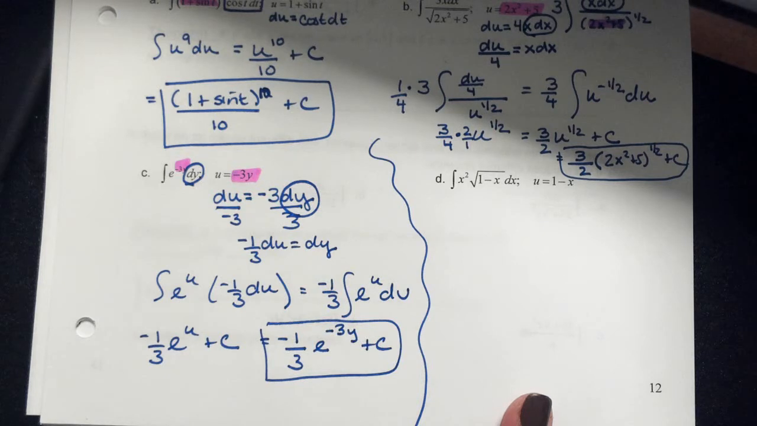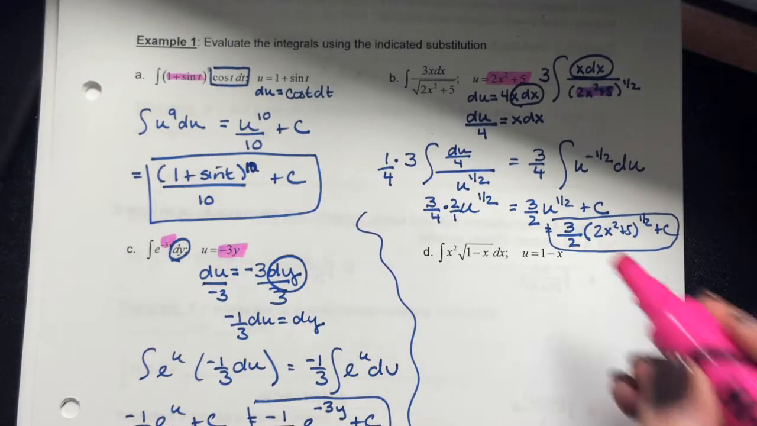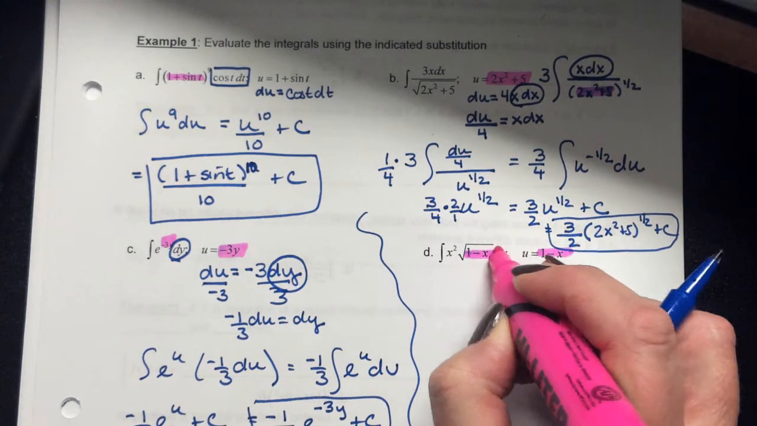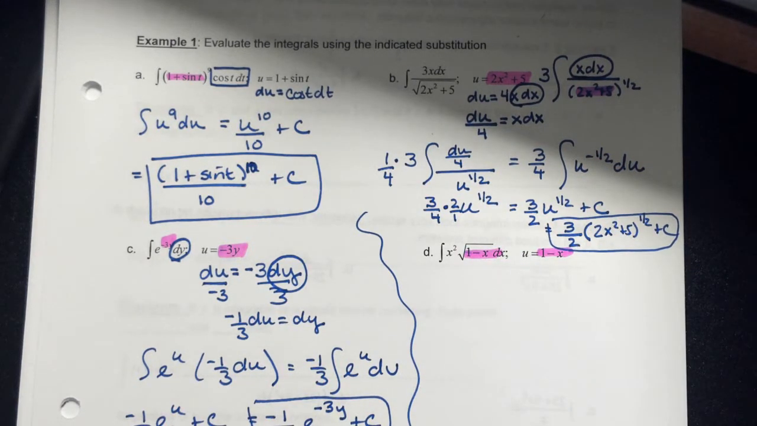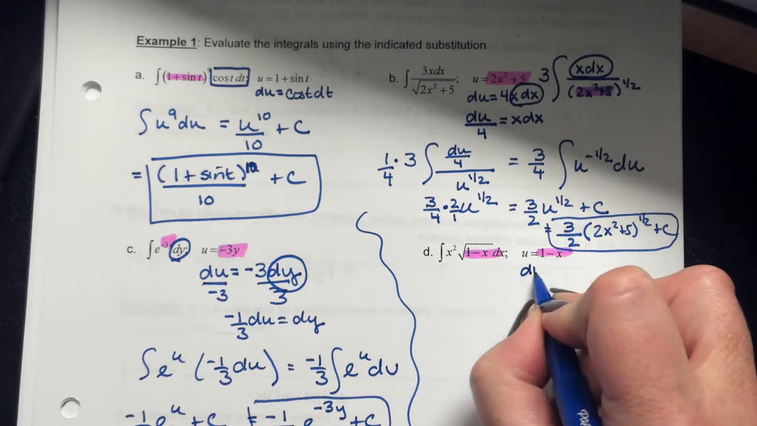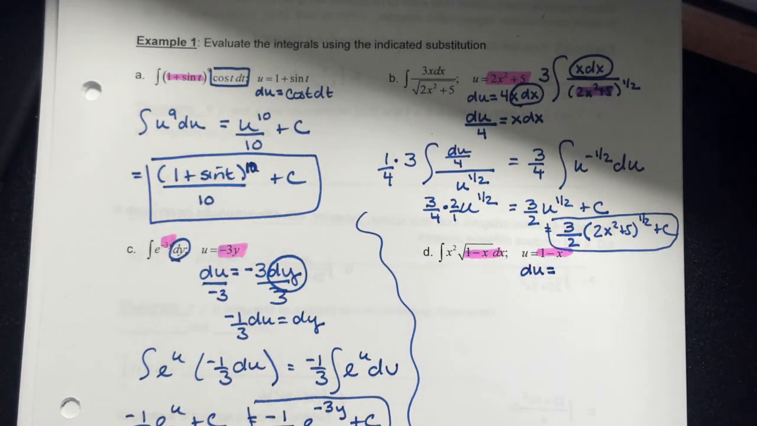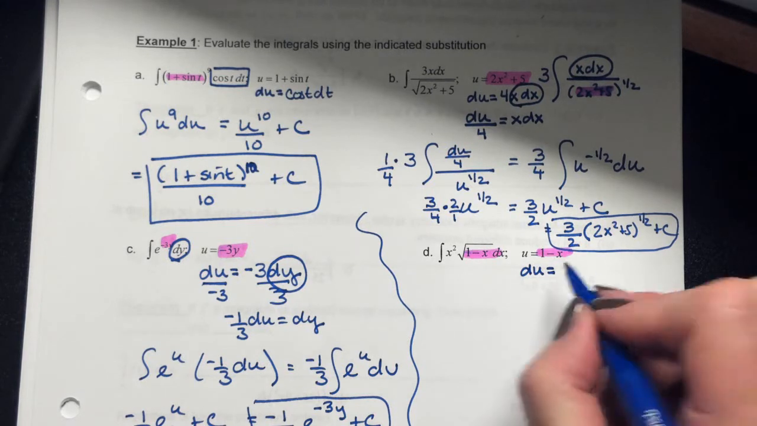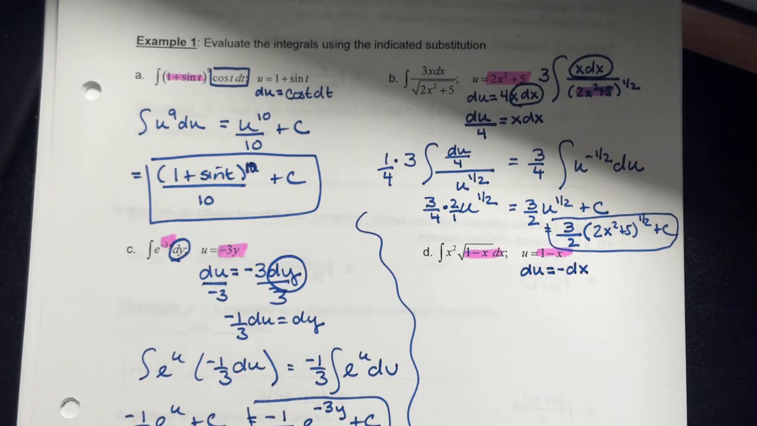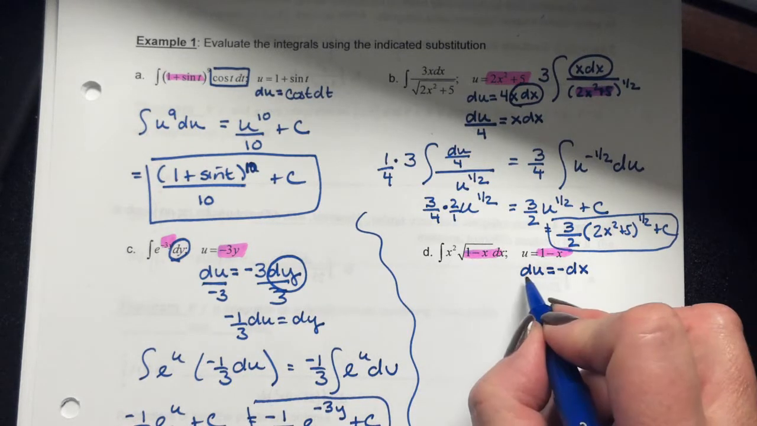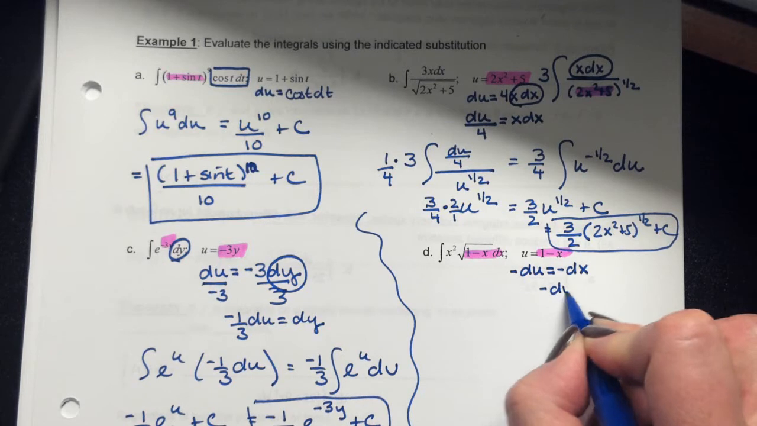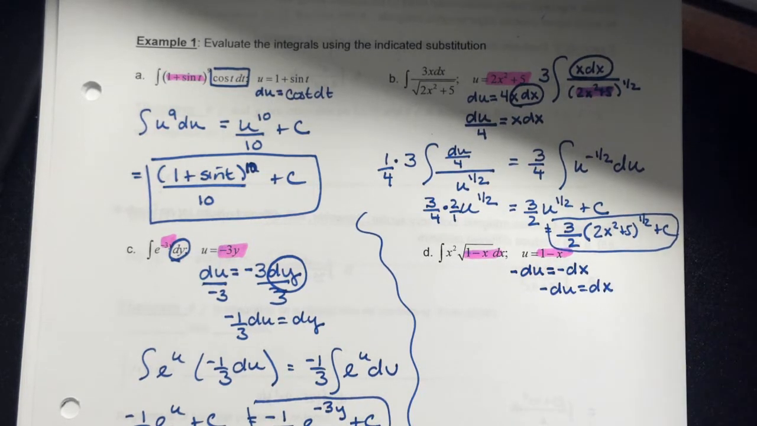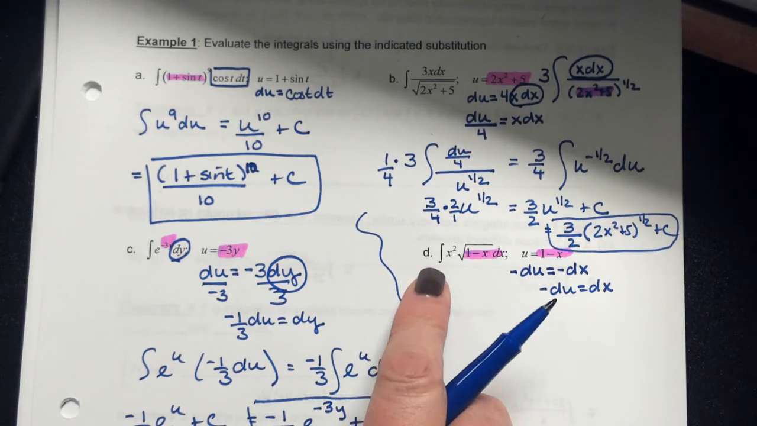Letter D is an example where, as you can see, you have some type of product. Notice I've identified u as being equal to 1 minus x, and 1 minus x is inside the square root. When I take the derivative of 1 minus x, what is it? Negative 1 times dx. So I know I'm going to divide both sides by negative 1, so negative du is equal to dx. So what am I going to have to yank out of this whole entire integral? I'm going to have to yank out a what?